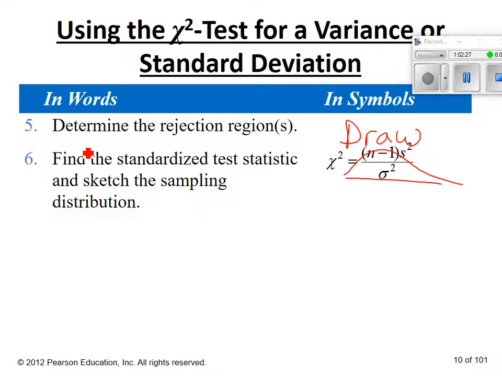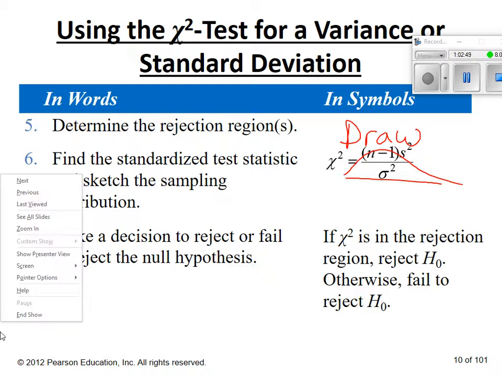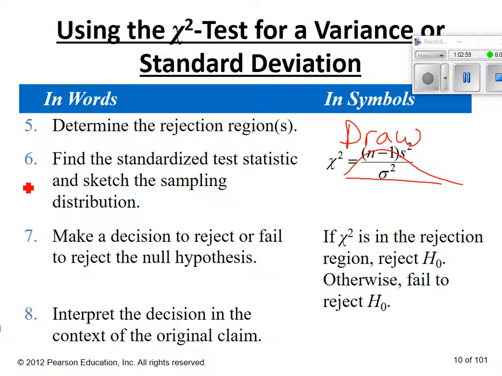Once we find that test statistic, once we find that chi-squared, then we're going to make our decision. Does it fall in the rejection region, or does it fall in the accept region, or the non-rejection region? That's the next step. Make a decision. So you either reject or fail to reject. And then what's the final thing? What do you do after you decide to reject or fail to reject? Interpret it. You write it out. You write, with a 5% level of significance, there is enough evidence to reject the claim that, whatever the rest of it says.